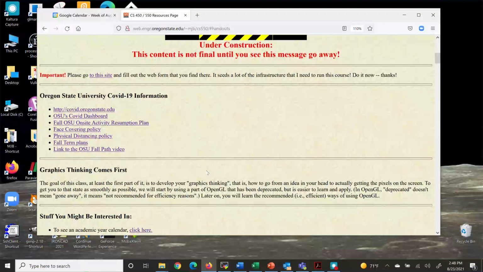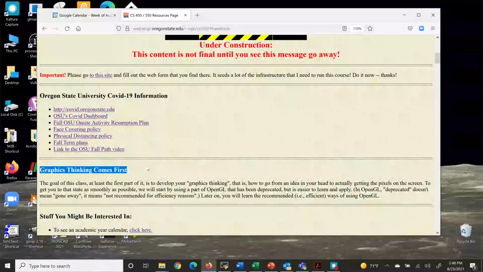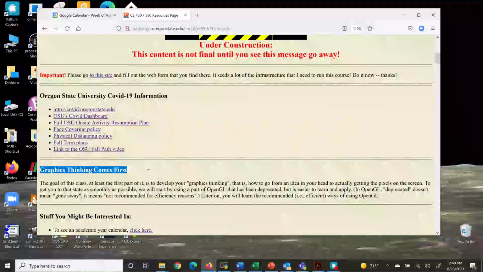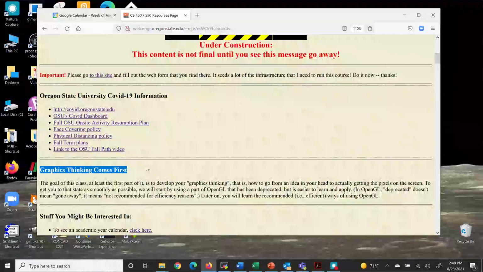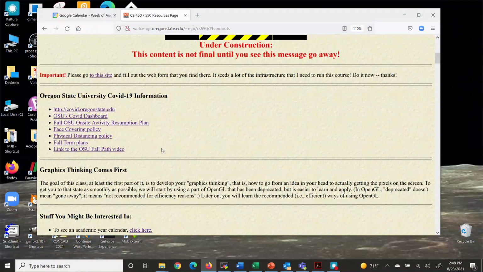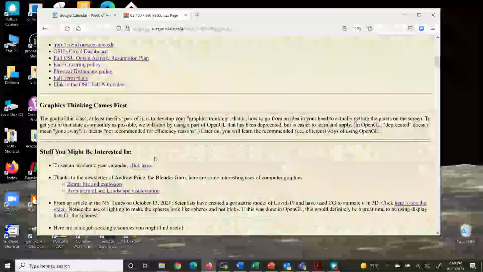But there's all kinds of information. Here's all the latest OSU COVID information, which is pretty fluid these days. Here's what I was mentioning, that we're going to learn the easy-to-learn parts of OpenGL first. I would really like you to develop graphical thinking. That is, in your mind, a strategy of here's what I'm trying to see on the screen, and here's how I'm going to go about writing the program to do that. That's our main goal right from the start. As time goes on, we will get to the more efficient ways of using OpenGL, but graphics thinking comes first.